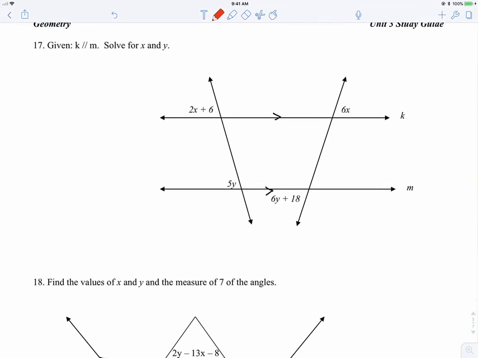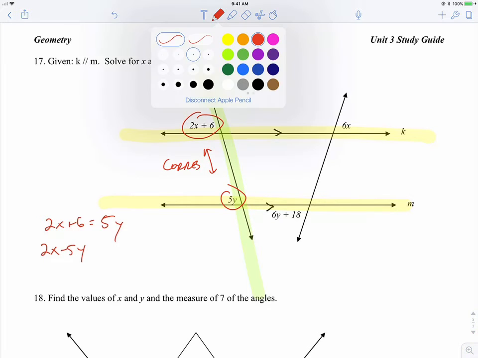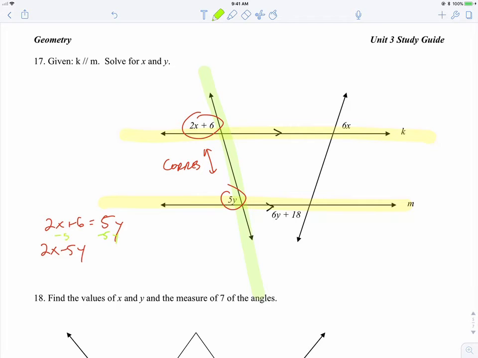All right, let's move on to the next one. We've got parallel lines cut by a transversal. These guys are corresponding. So we've got 2x plus 6 equals 5y. I want to convert that into standard form, so I'm going to have 2x minus 5y because I want to subtract 5y off both sides. And so I get a negative 5y equals, and then I want to subtract 6 off both sides. So there is my first equation.